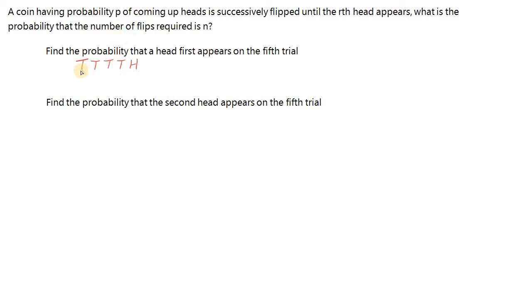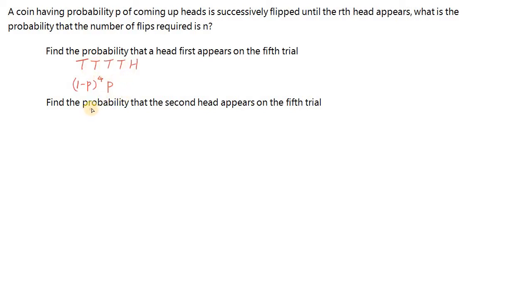And the probability of this sequence of results is going to be 1 minus p. Since the probability of getting a head is p, it will be (1 minus p) for tail, to the power of 4, times p.